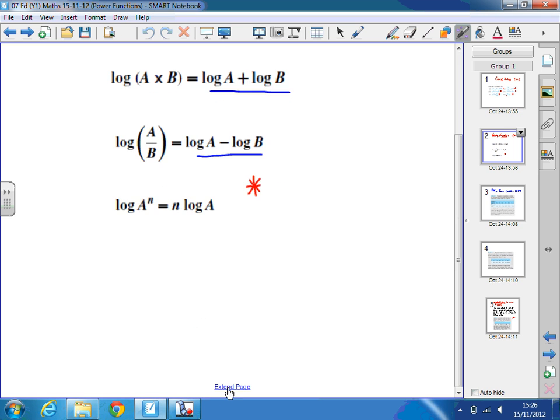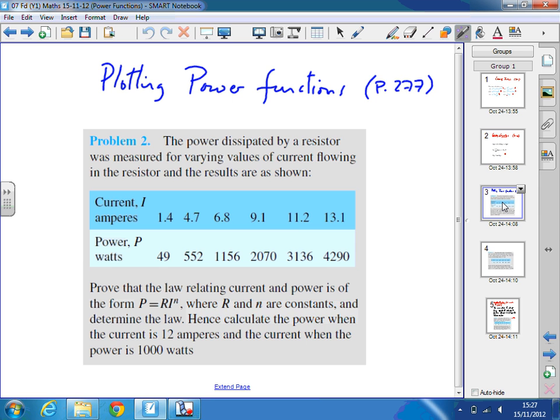And the key one that we're going to be focusing on is this one, which is really useful, because if I want to find out what n is, if I find the logarithm and turn it into a power, then that n can come down and become a multiplication, which means I can then find it using algebraic manipulation that we've been playing around with. So let's have a look at an example of how that works.